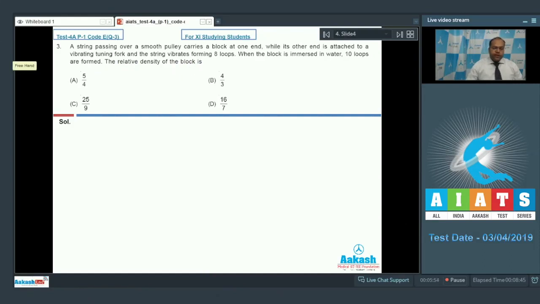So we know that the frequency in the case of a string attached at both the ends is given by n by 2l into under root of T by mu, where n is the number of loops formed. So in the first case, number of loops are 8. Let the tension in this string be T1. So we can write 8 by 2l under root of T1 by mu, and this must be equal to 10 divided by 2l into under root of T2 by mu.